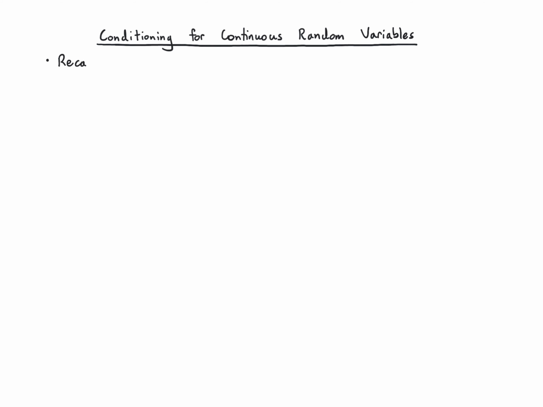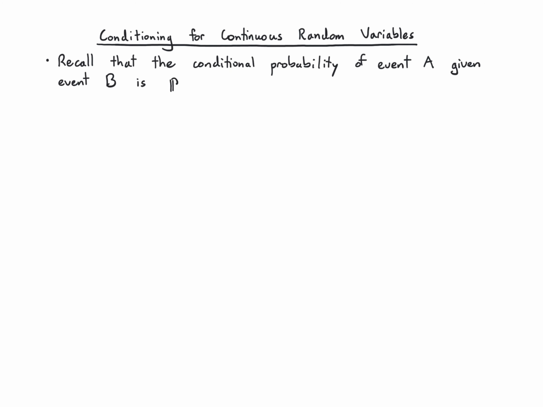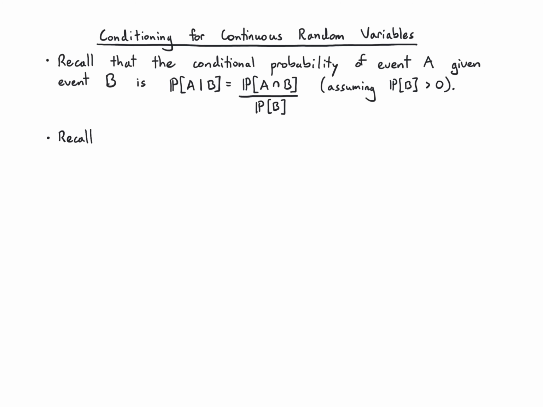Okay, let's see how the idea of conditioning applies to continuous random variables. Remember, we have this definition of conditional probability. Let's say we have event A, that's what we're interested in, and we're given event B has occurred. The conditional probability is just the probability of the intersection of those events divided by the probability of B, of course, assuming B has positive probability.